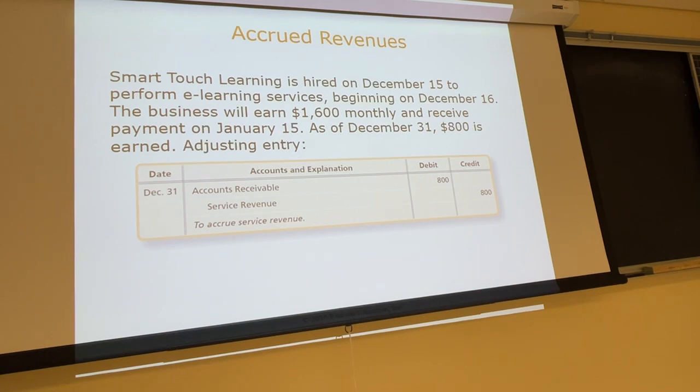So notice that our adjusting journal entry here is not for $1,600 because only half of the services that are being provided fall within the month of December. The other half of them will fall within the month of January, which we're not concerned about yet. We're only preparing our books here for the month of December. So we will debit the accounts receivable for $800. We will credit the account service revenue for $800.